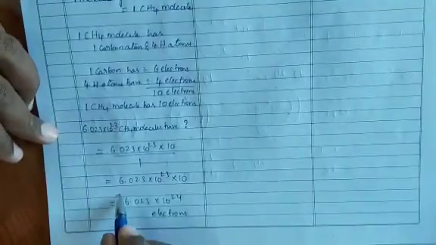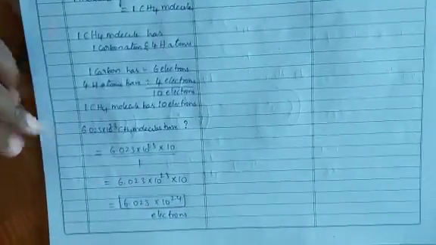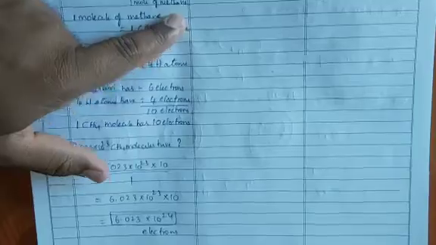The total number of electrons present in 1 mole of methane is 6.023 into 10 power 24 electrons. In this way we have to do this problem. They gave for 1 mole of methane. First we have to find for 1 molecule of methane.